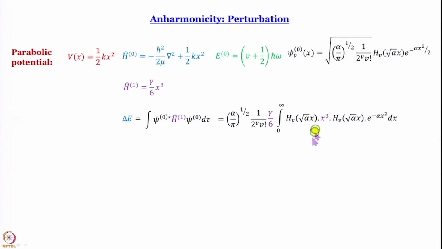So, let us see, Hermite polynomial multiplied by x cube multiplied by another Hermite polynomial, the same Hermite polynomial once again multiplied by e to the power minus alpha x square dx. This is delta E. What is the expression for this delta E? You can find it out by putting in the different Hermite polynomial expressions and seeing what you get. At least now I am not going to even do that.